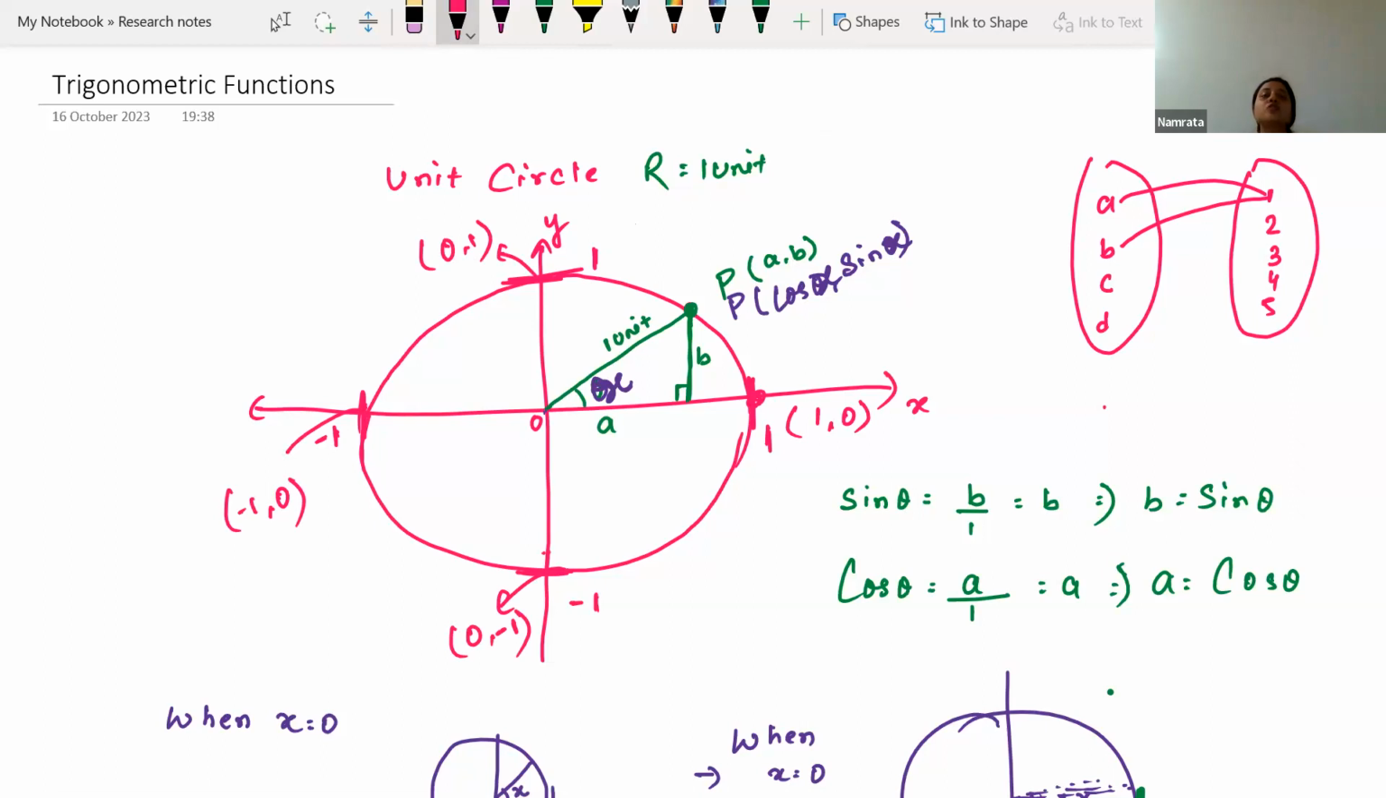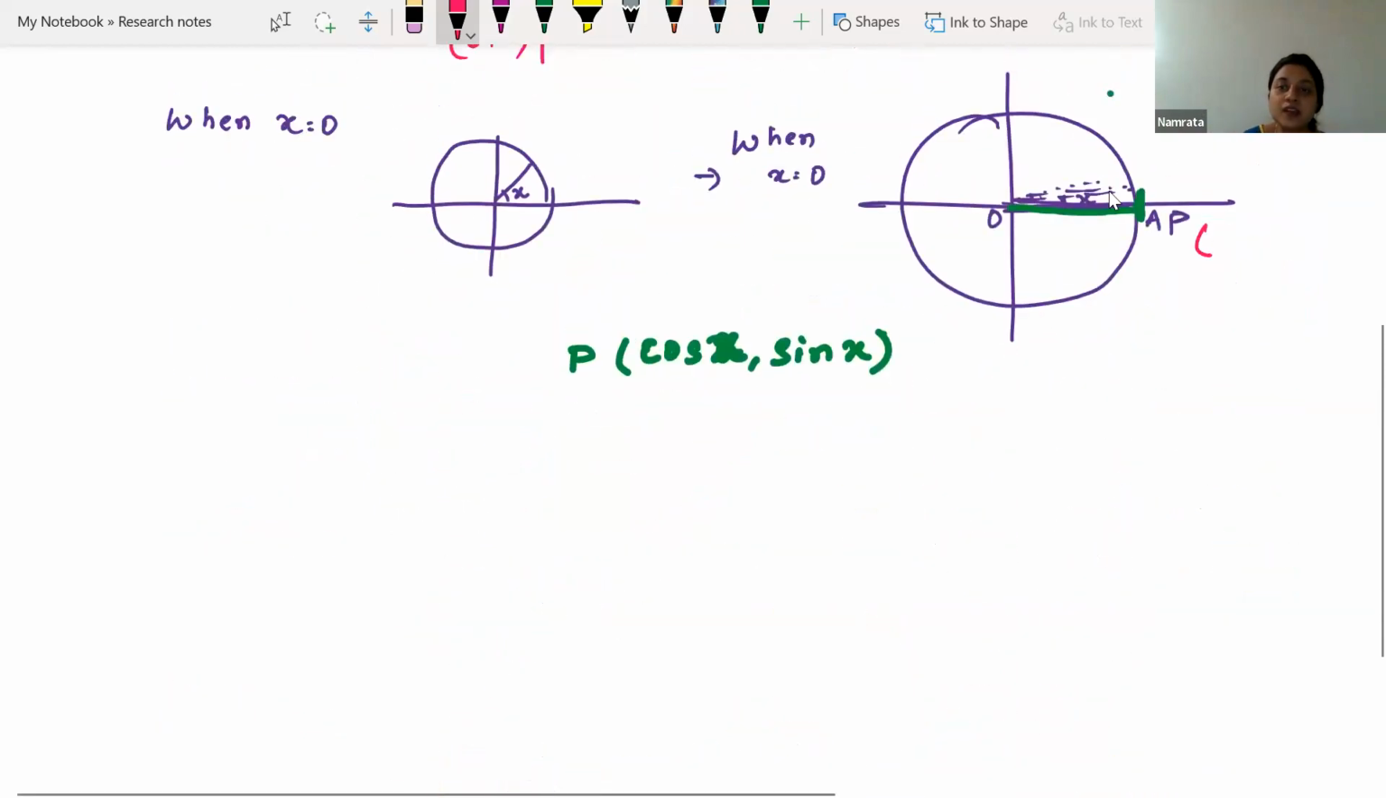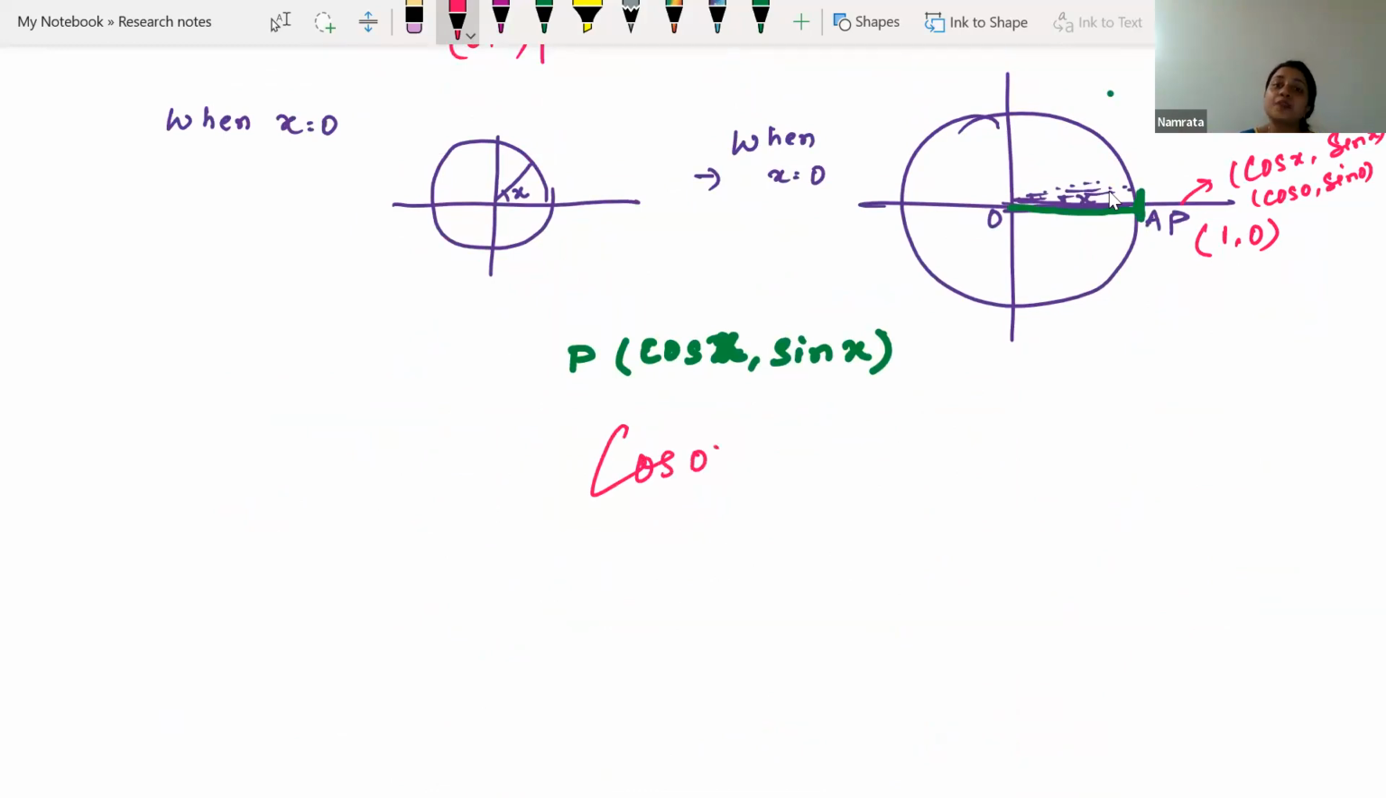Yes, ma'am. Okay, so when your x became 0, this line landed at this point, and this point's coordinate, we already know, is 1, 0. And that P just collapsed and touched A. So the coordinate of A became the coordinate of P. The coordinate of A was 1, 0, and the coordinate of P was cos x, sine x. Here x became 0, so it became cos 0, sine 0. So can we say the value of cos 0 is 1 and the value of sine 0 is 0? Can we say?